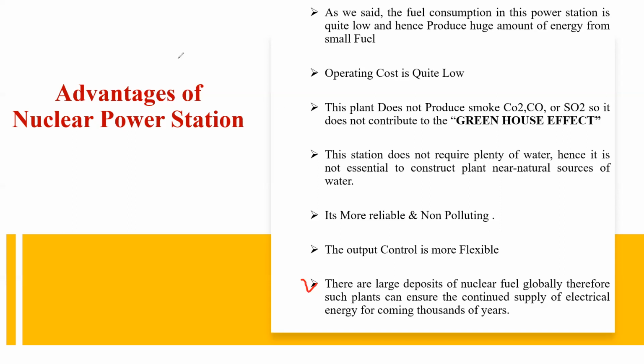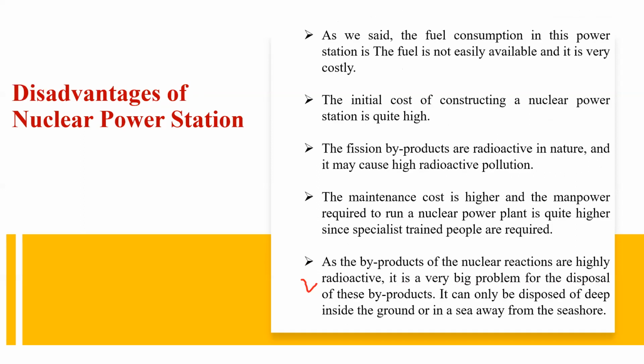Now, next are the disadvantages. As you see, there are some disadvantages of the nuclear power plant. The first disadvantage of the nuclear power plant is the fuel, that is your uranium. Okay, the fuel is not easily available, it is very costly.